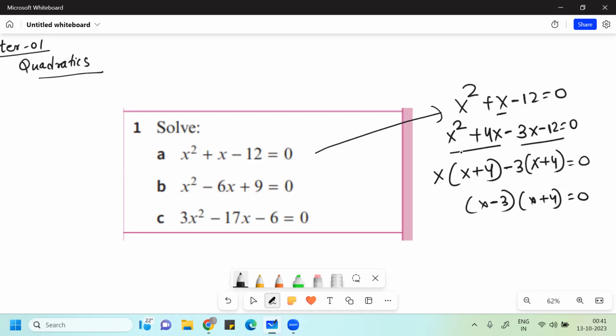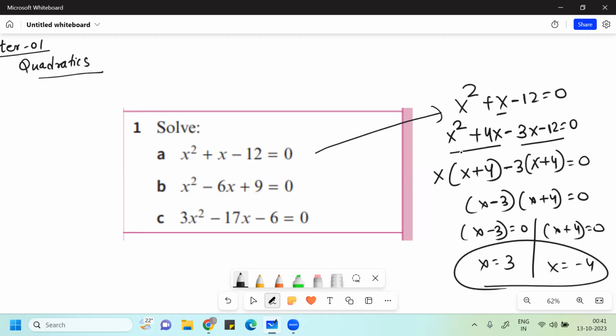When the product of two numbers is 0, that means either one of the numbers is 0. So I can say that either x minus 3 is 0 or x plus 4 is 0. In that case, I get the value of x as 3 or minus 4. If you put these two values into the equation, the equation will give you 0. If you put x equal to 3, 3 square is 9 plus 3 minus 12, you'll get 0. Or if you put minus 4, minus 4 square is 16, and then minus 4 minus 12, you'll get 0. So this is a quadratic equation.